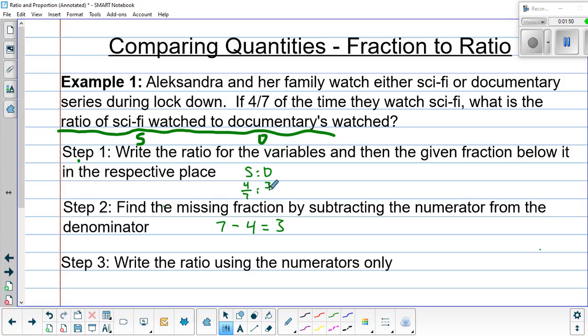So 3/7. Now, to write this ratio, this doesn't look very proper, right? We don't really need these 7s. We can just get rid of them. So we're actually just going to write the ratio as 4:3.